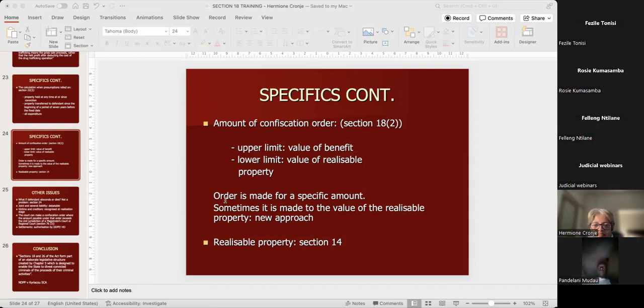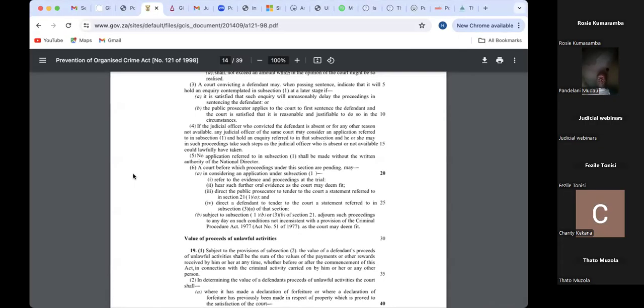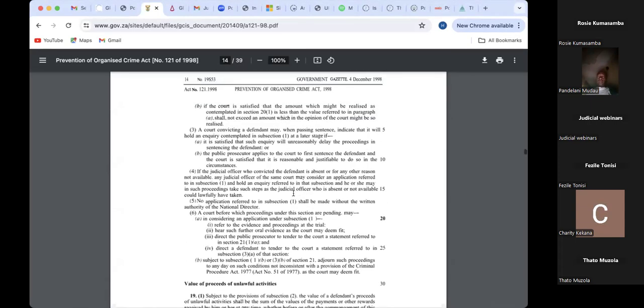Thanks for that question. I'm going to try and project the act. So I have to stop sharing and start sharing again. But if you read section 18 of the act, can you see the act? Yes, we can see it now. Okay, great.